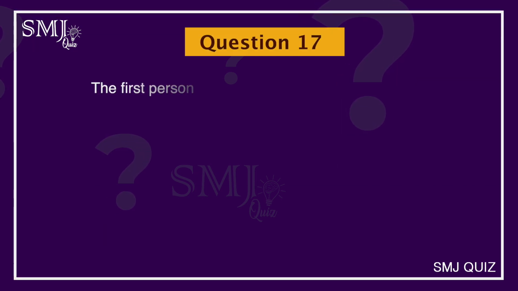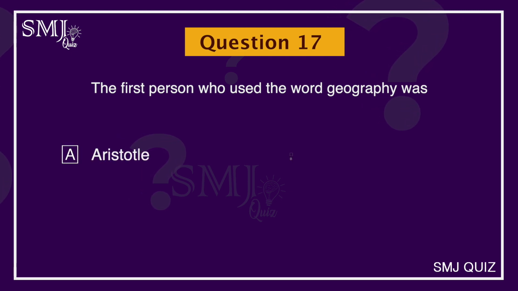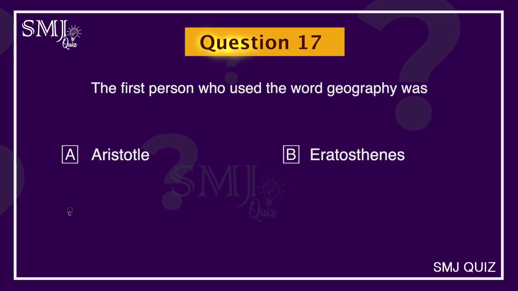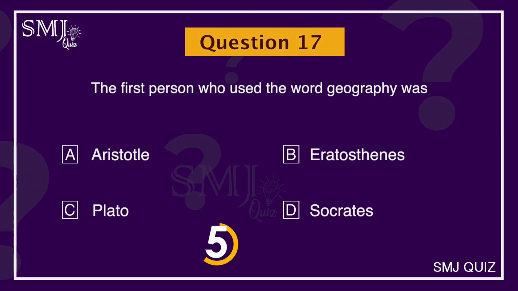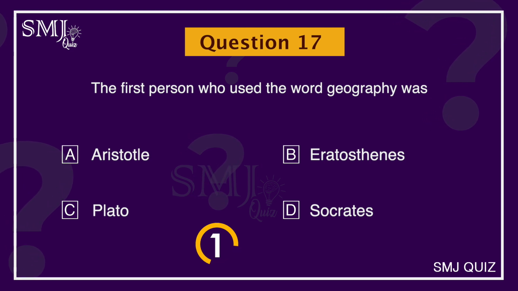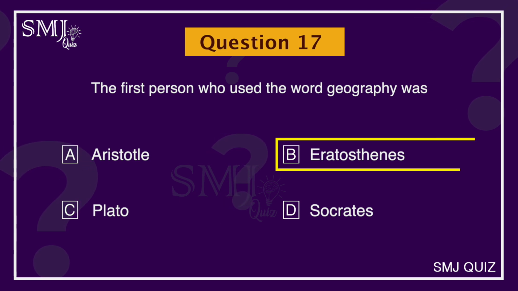Question 17. The first person who used the word geography was A. Aristotle, B. Eratosthenes, C. Plato, D. Socrates. The answer is B. Eratosthenes.